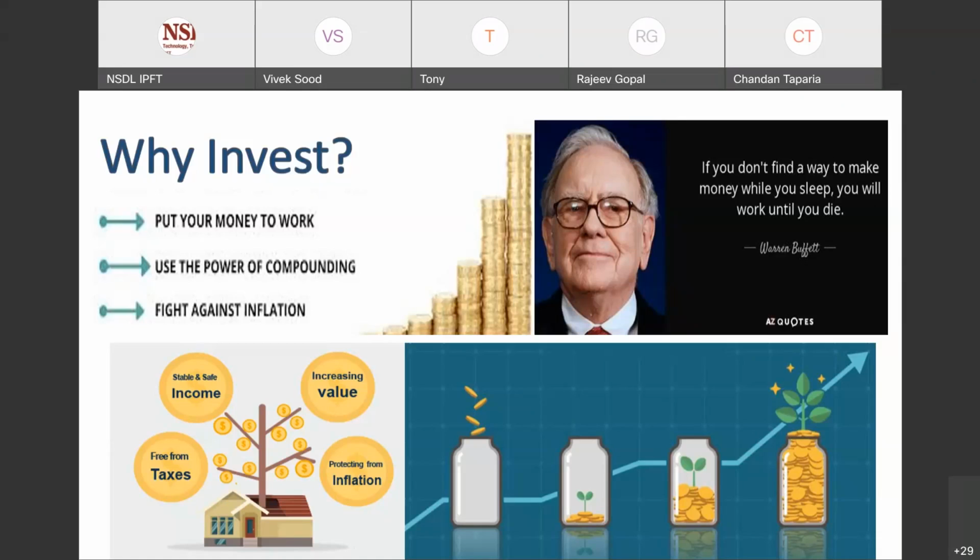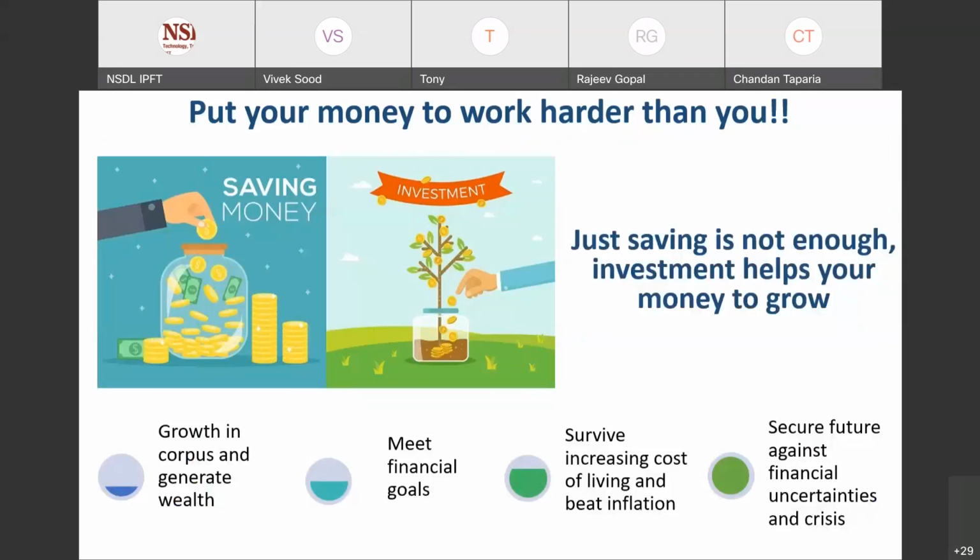Stable and safe income is needed, and sometimes you need to invest to save taxes. You know about the 80C and other tax-saving schemes. To get that benefit, you need to invest. So these are the reasons you need to invest your money. But now the question is, we know investment is very important, but where to invest? Which asset class to select for the investment?